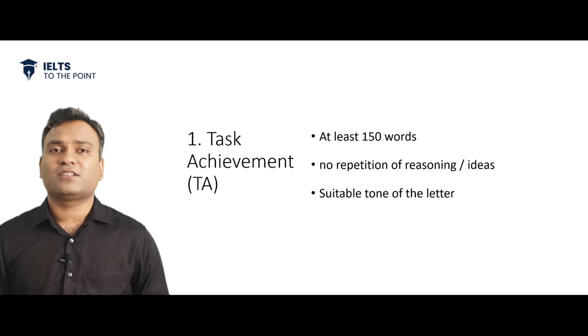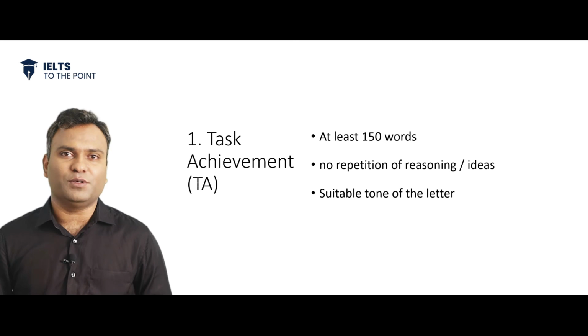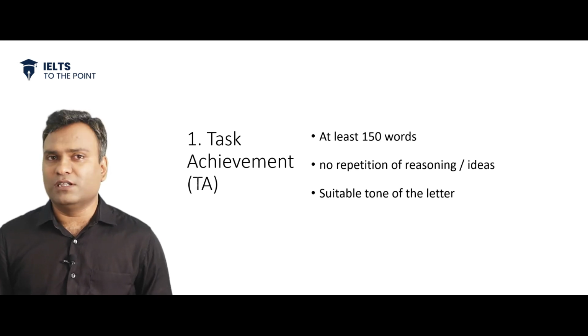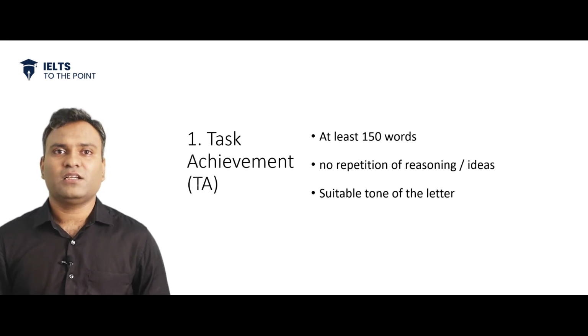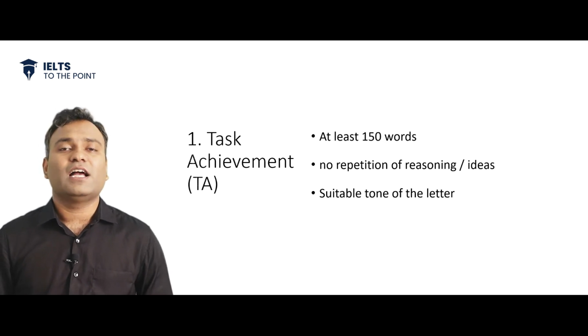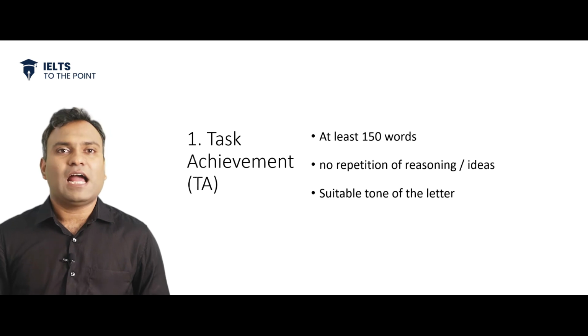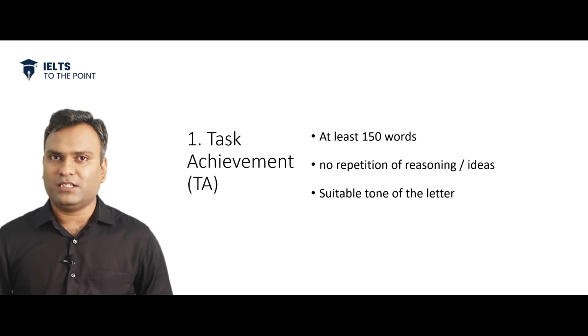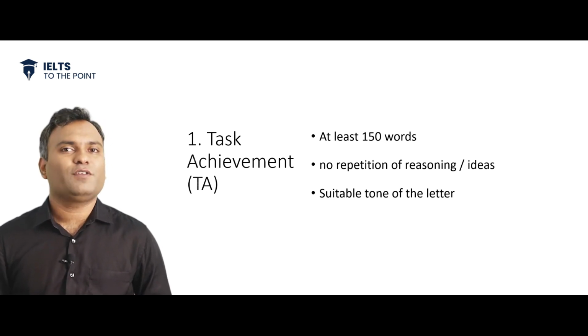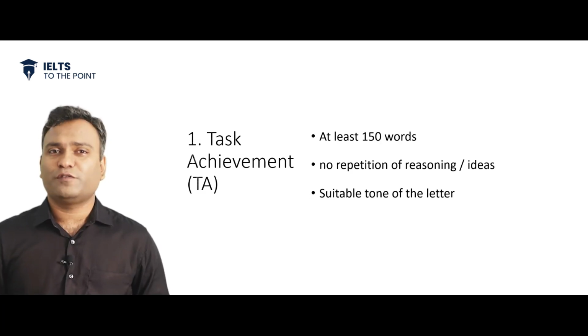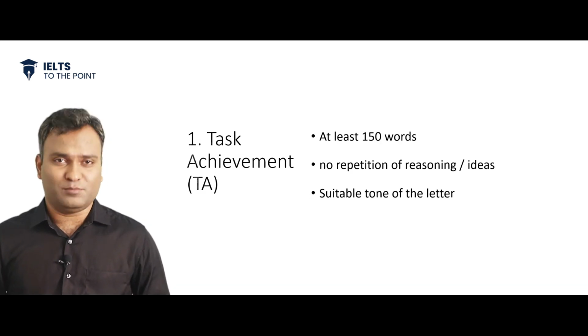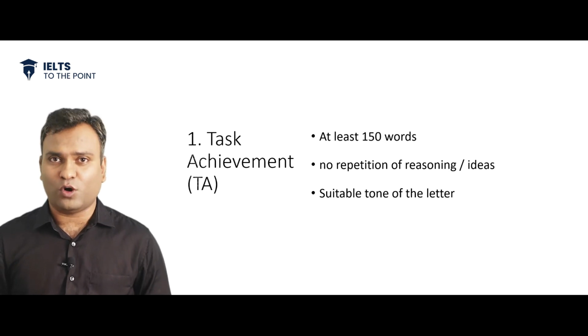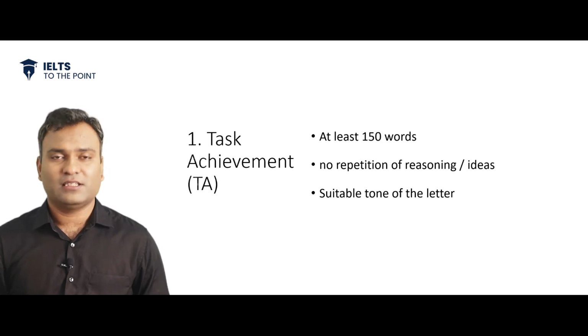First, let's look at task achievement. IELTS will give you full scores in this criteria if your letter has at least 150 words with fully developed reasoning to back your position. Additionally, the letter should not have any repetition of ideas. And lastly, a suitable tone of the letter is an essential element of your writing. If you fail to add any of these components, you won't be able to score well on task achievement, that is TA.